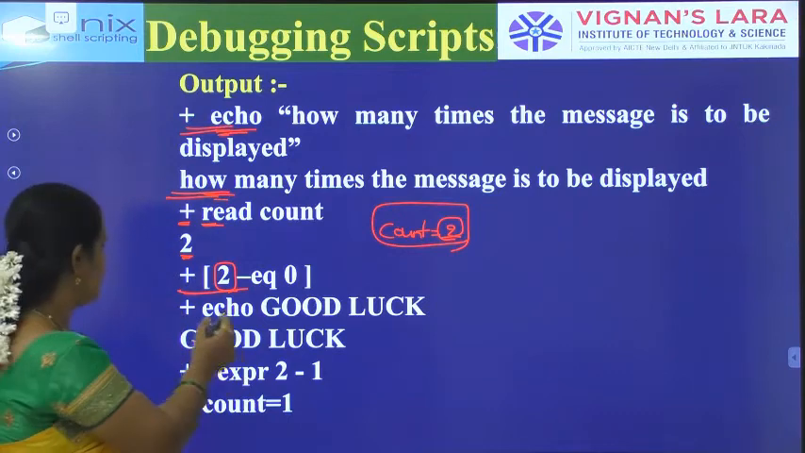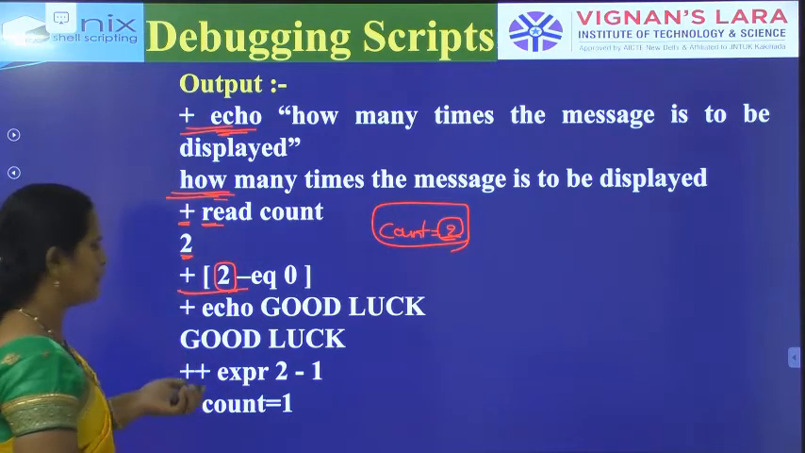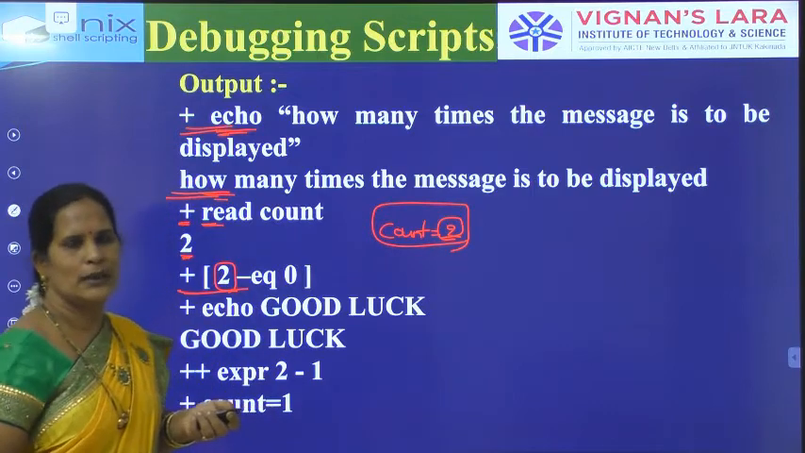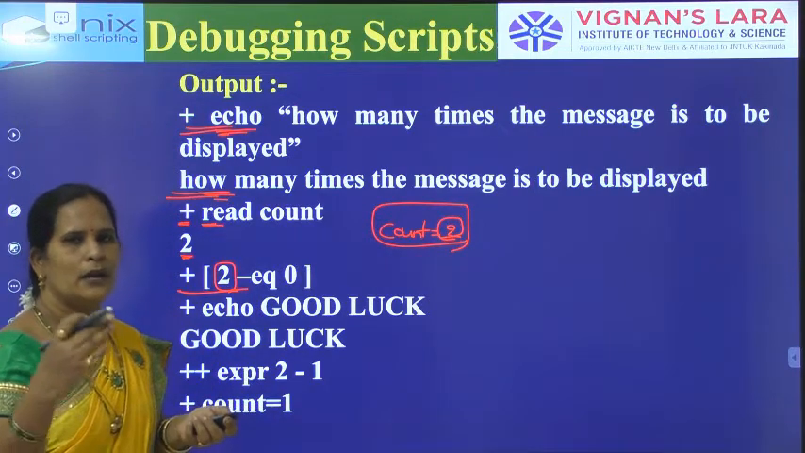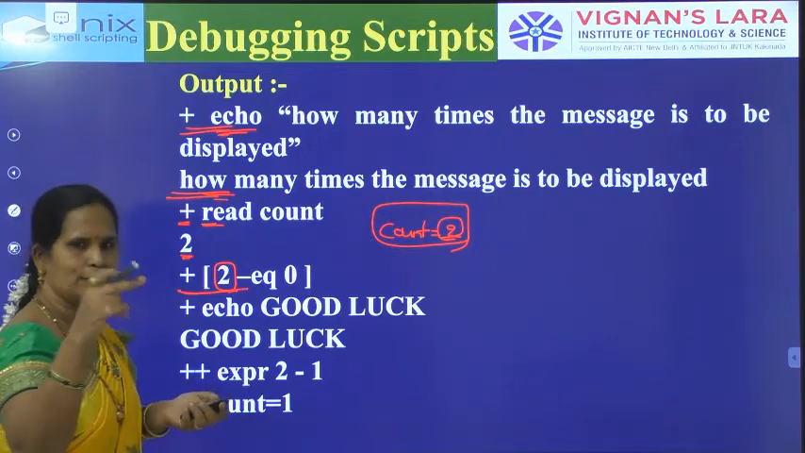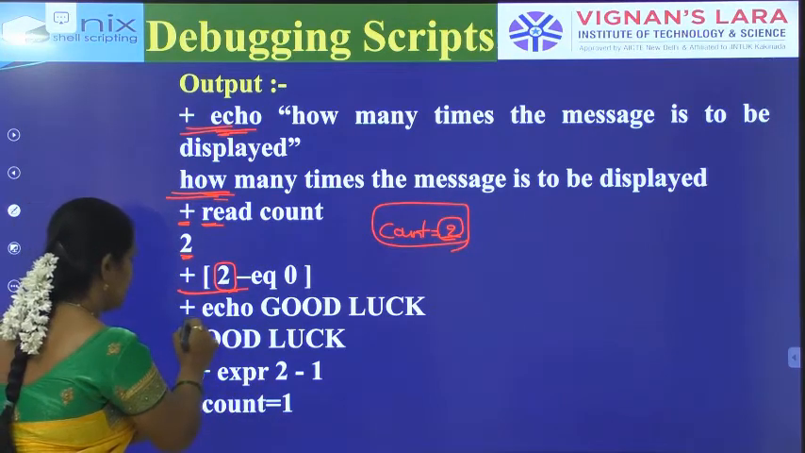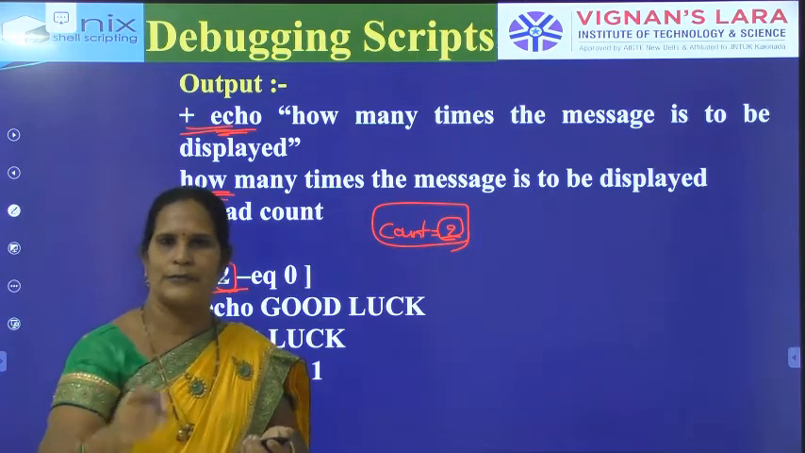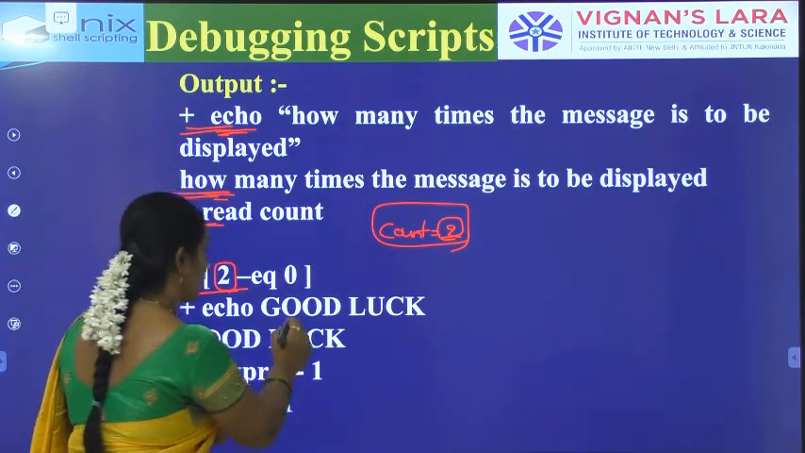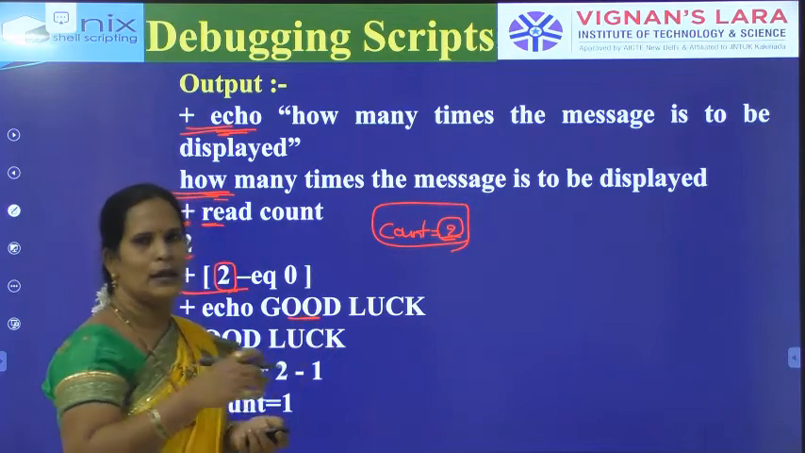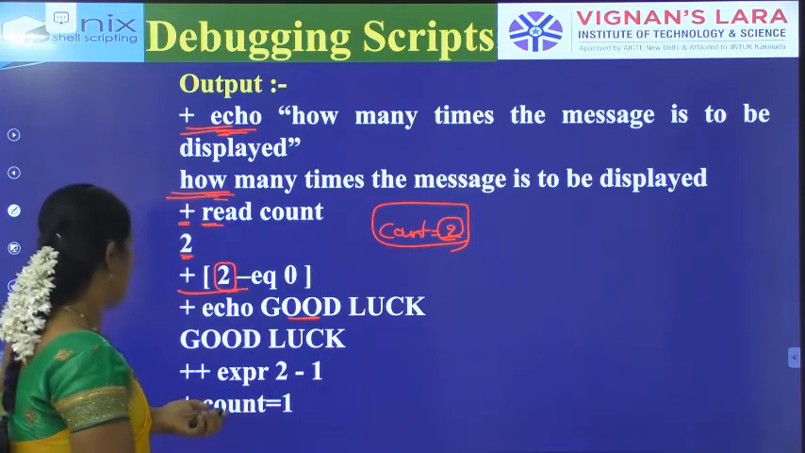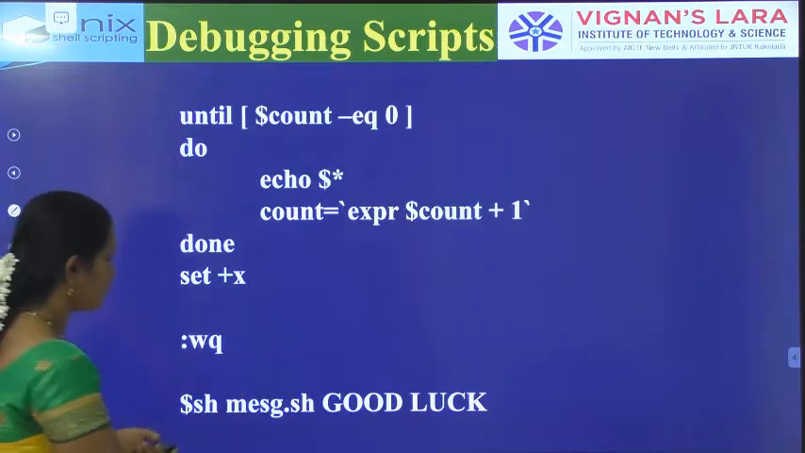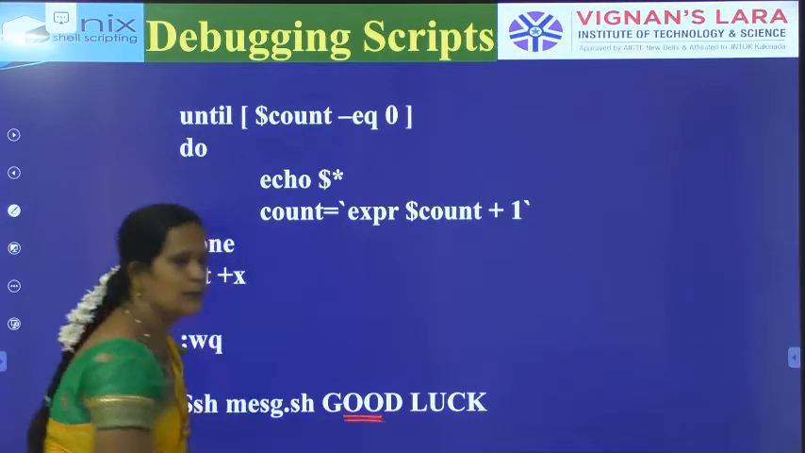Whenever this statement is executed, we have to check the next statement. In between do and done, what is the first statement I specified? Echo space dollar asterisk. So it will display plus space echo space, and instead of dollar asterisk it is going to display good luck. Why? It received the message, because I specified good luck.